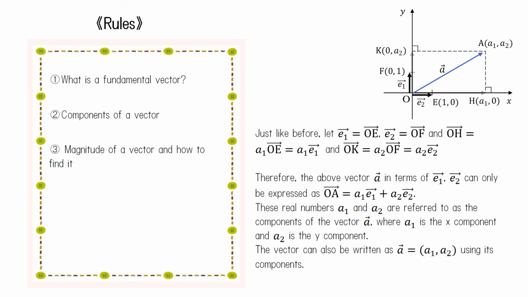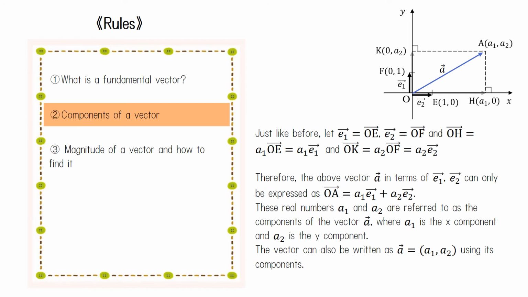Next, let's talk about components of a vector. Just like before, let vector E1 equal vector OE, vector E2 equal vector OF, and vector OH equal A1 vector OE equal A1 vector E1, and vector OK equal A2 vector OF equal A2 vector E2. Therefore, the above vector A in terms of vector E1 vector E2 can only be expressed as vector OA equals A1 vector E1 plus A2 vector E2.